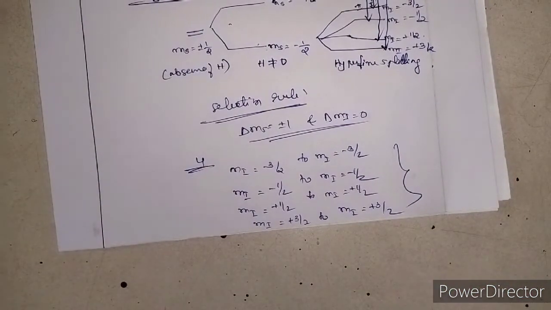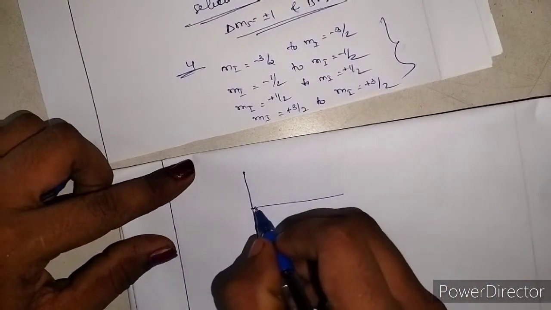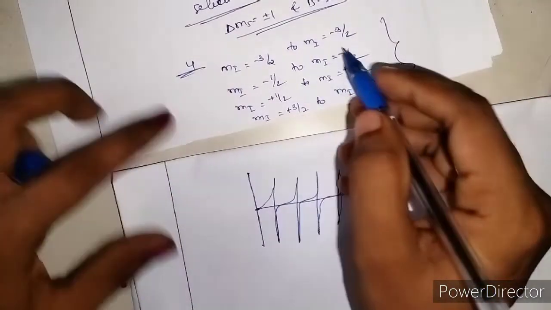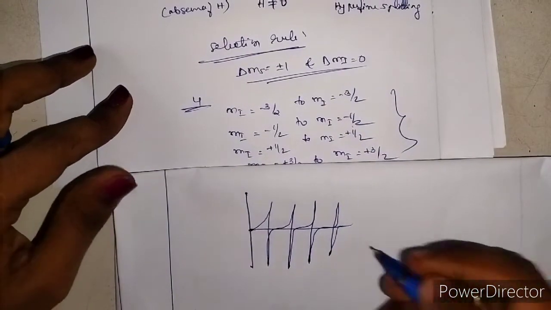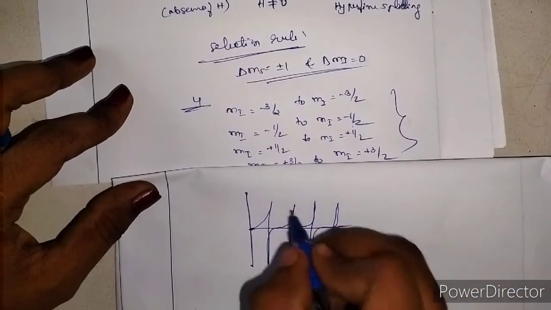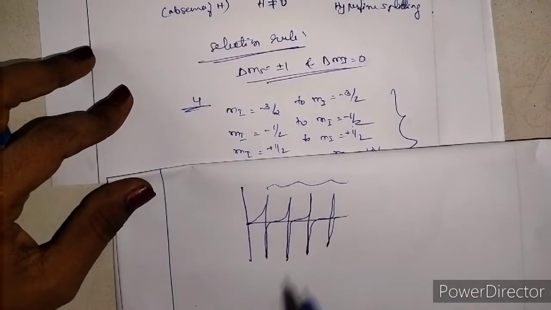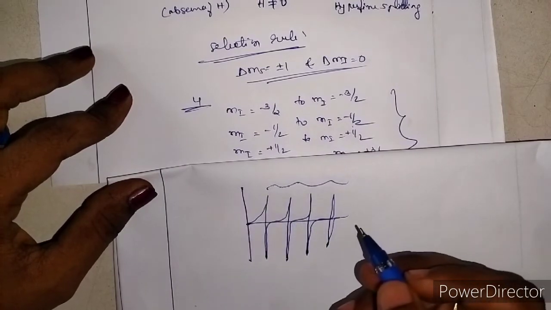Now we know that there are 4 transitions. That means we should get 4 lines in the ESR spectrum. If you consider the ESR spectrum, how many lines should we expect? We should expect 4 lines, because 4 transitions are possible for a methyl free radical. Now the question is whether the intensity of these 4 lines is the same or different. That is what we are studying here. We need to study the intensity of these lines observed in an ESR spectrum.